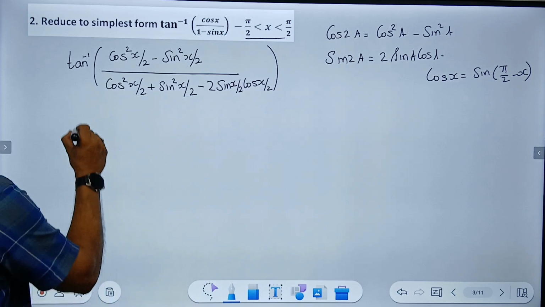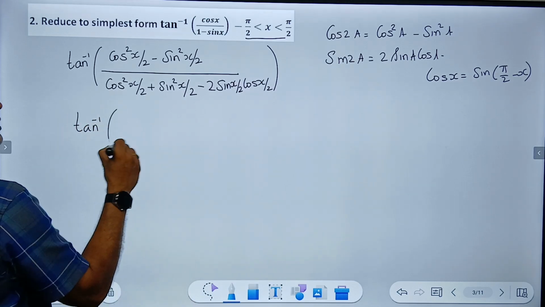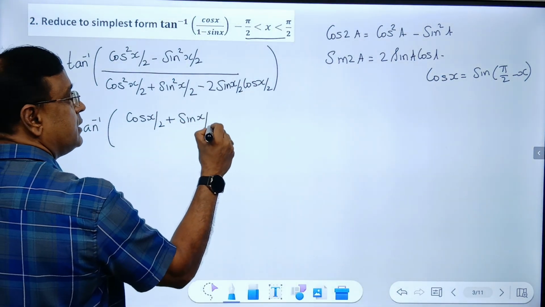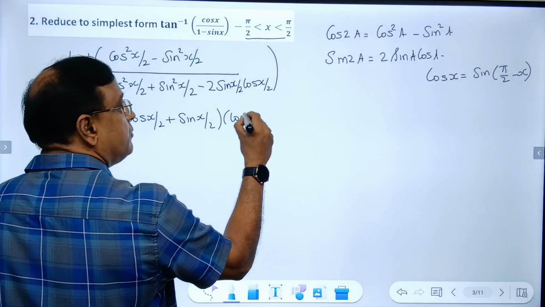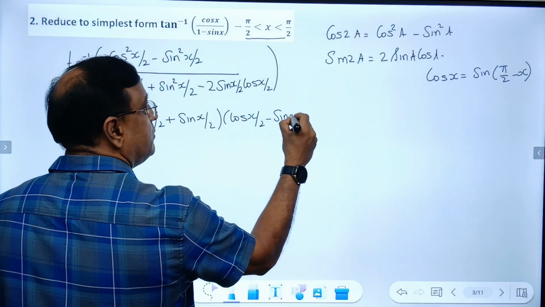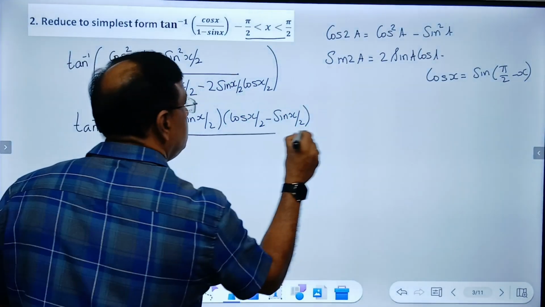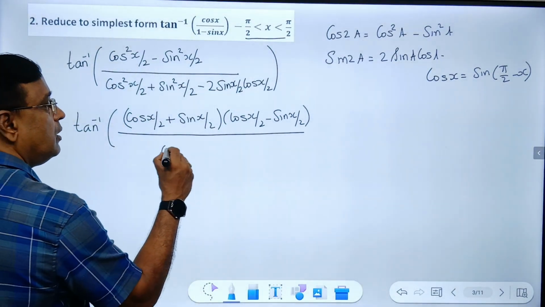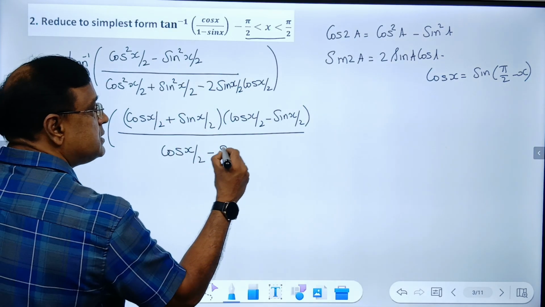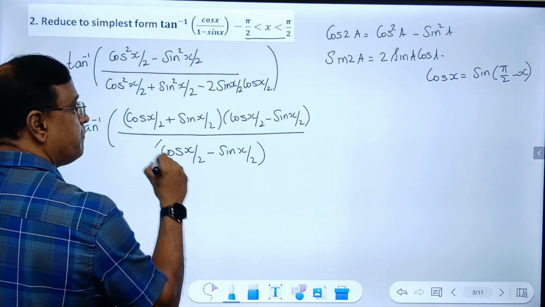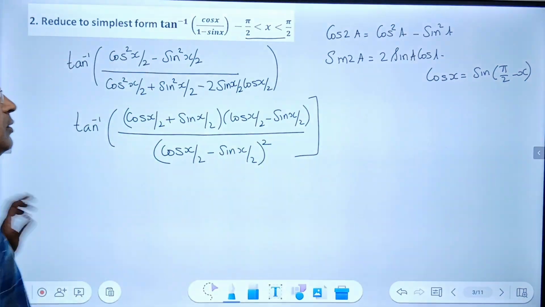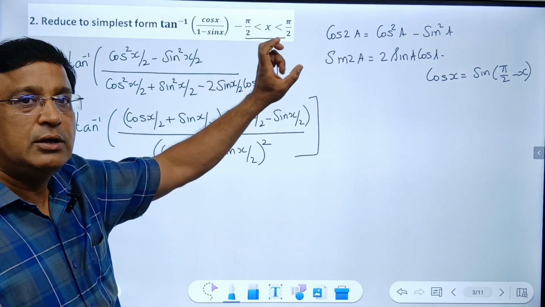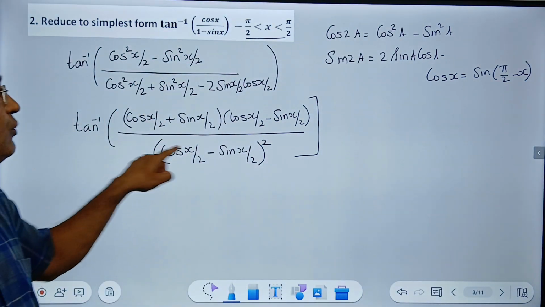Now if you watch the numerator, it is a square minus b square, which is cos x by 2 plus sin x by 2, into cos x by 2 minus sin x by 2. Divided by, now a square plus b square minus 2ab. What is that? It is cos x by 2 minus sin x by 2, the whole square. You can even write sin x by 2 minus cos x by 2, but again it will affect your domain of definition and you have to do some adjustment. To avoid that, I write cos x by 2 minus sin x by 2.